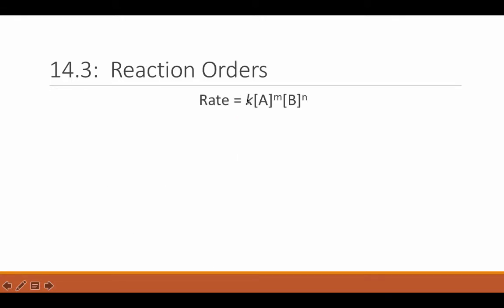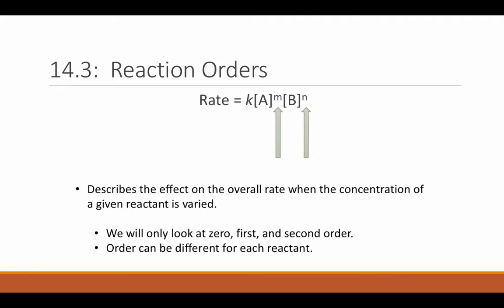The reaction orders now, which are represented by m and n, describe the effect on the rate of the concentrations of each reactant. In this class, we'll only look at zero, first, and second order reactions, though there are plenty more. The order can be different for each reactant, meaning the reaction might be first order in reactant A and second order in reactant B, or zero order in reactant A and second order in reactant B. One does not determine the other.